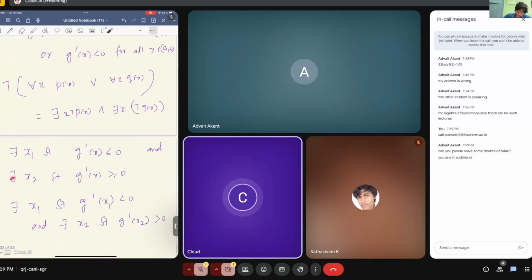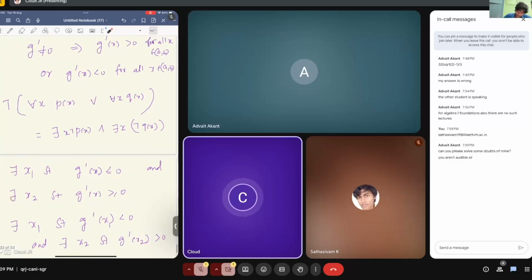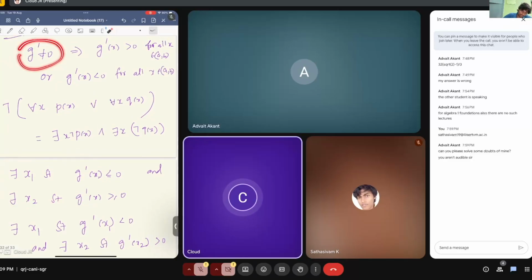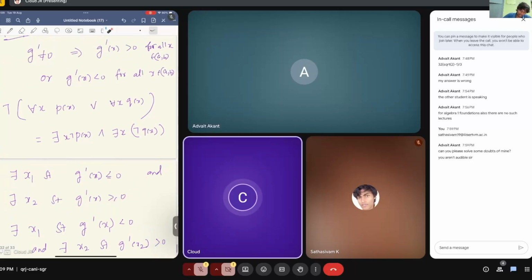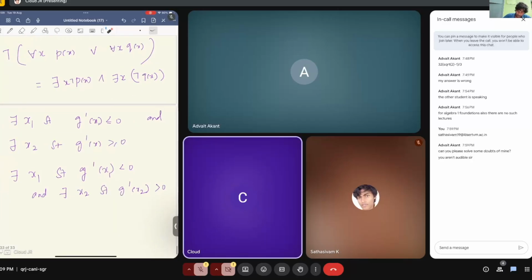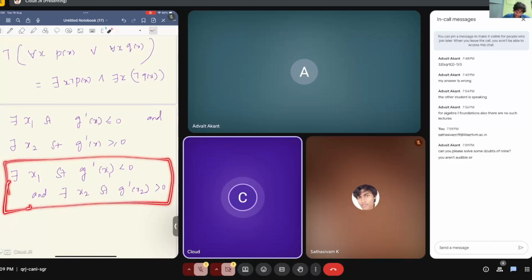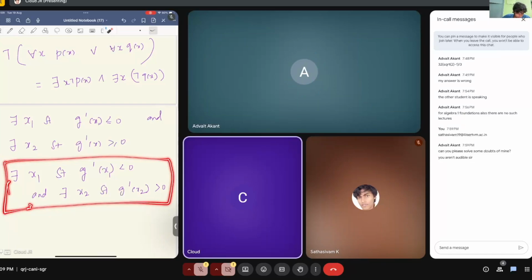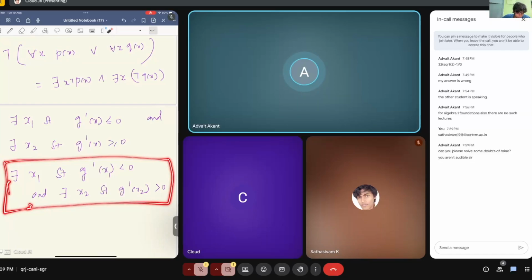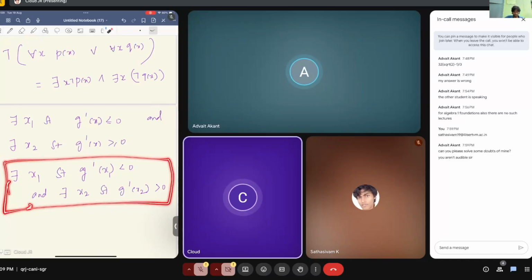So let's assume this negation is true. If the negation is true and this statement is true, then let's get a contradiction. That's what you're going to say. So we got the negation is true, and since this statement is also true, you end up with this statement. Now from this statement, you have the proof, right? Yes, this is what I assumed, that g dash x1 is less than 0.